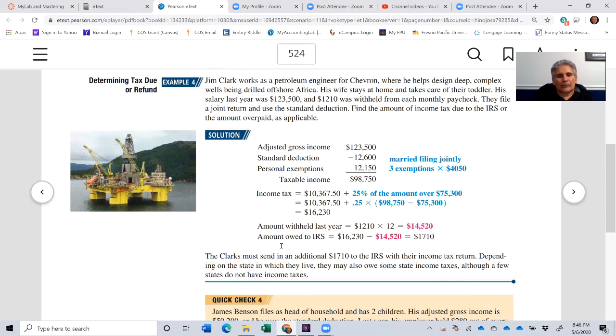Well, the tax computed is $16,230. He had $14,520 that was withheld on his paycheck. Looks like he ended up short. Looks like he was supposed to have $16,230 paid. He only had $14,520, so he has a balance due at the end of when he files his tax return of $1,710.